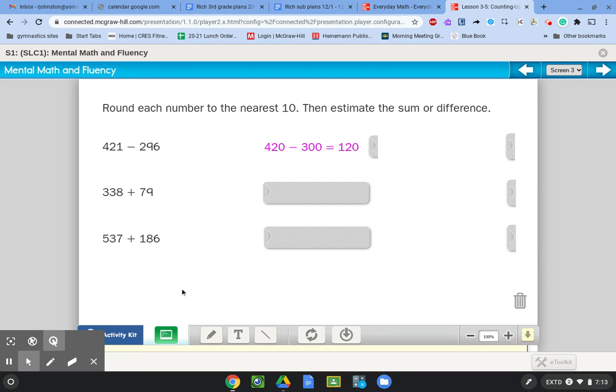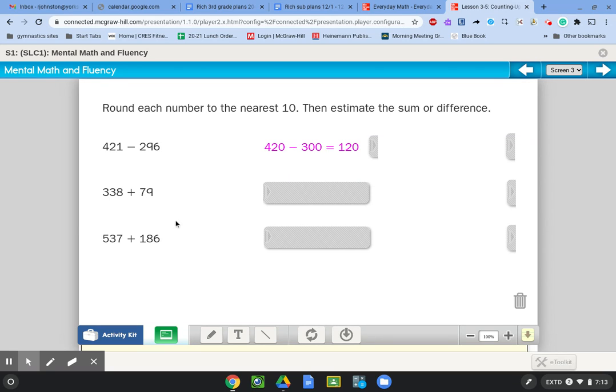I don't remember if I told you to hit pause or not, but hit pause so your students can do these 3 things on their slates, and then hit play when you're ready to come back and hear the answers. I may have done that first one for you, but that's okay. So hit pause now. Okay, we're back.